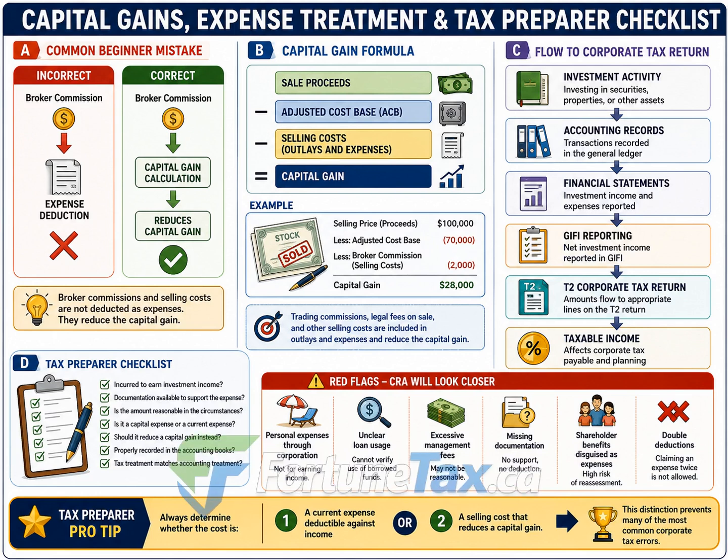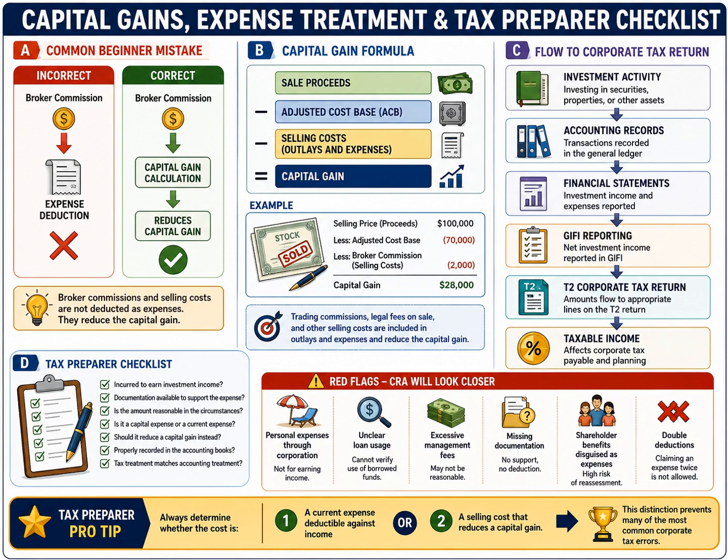Instead, brokerage commissions, selling fees, and similar costs are normally included directly in the capital gain calculation. Rather than being deducted separately, they reduce the amount of the capital gain itself. This brings us to the capital gain formula shown in the center of the slide. To calculate a capital gain, start with the sale proceeds, subtract the adjusted cost base, or ACB, and then subtract any selling costs or outlays and expenses. The result is the capital gain.